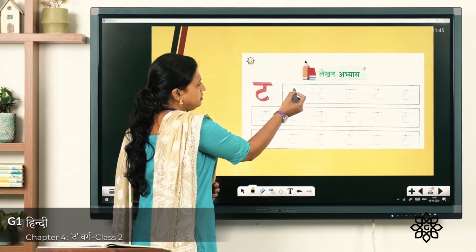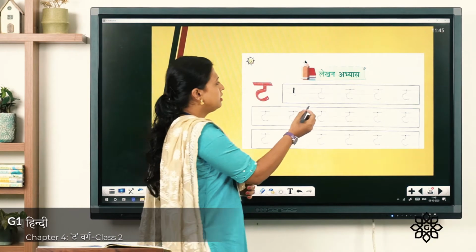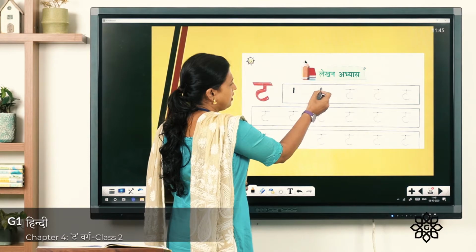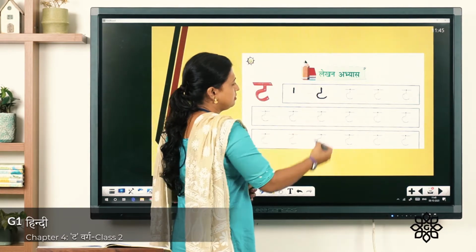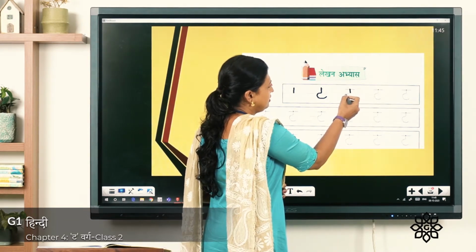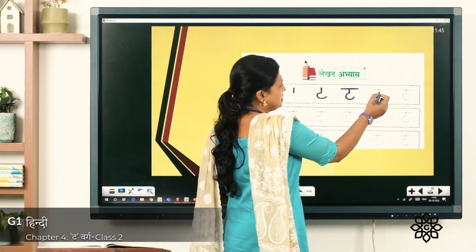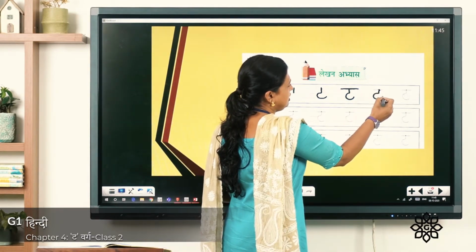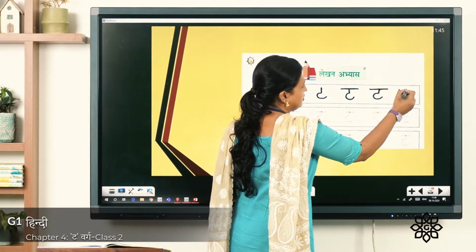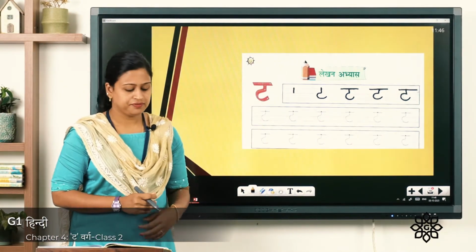So the first one, you have to draw a short standing line. Next, short standing line and then C. Once again, short standing line, C on the top, sleeping line. Same way, standing line, C, sleeping line. Rest of them you can do it by yourself.